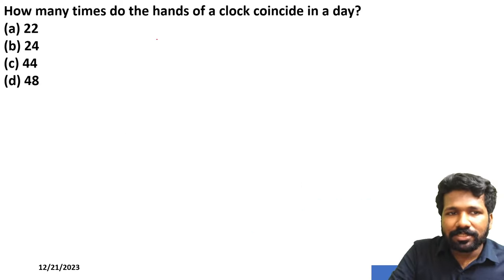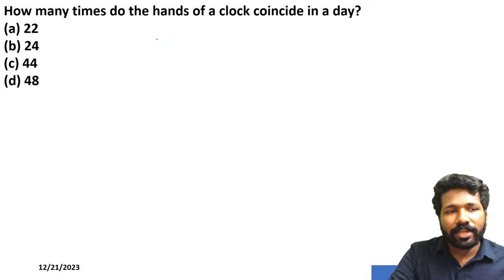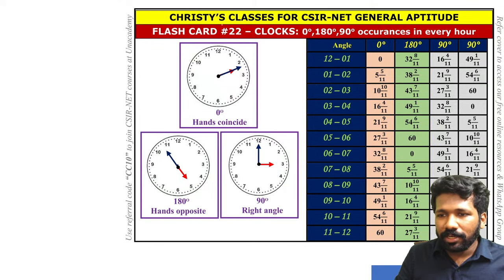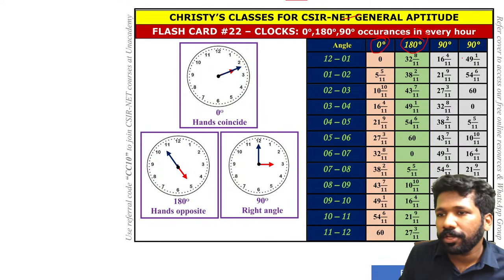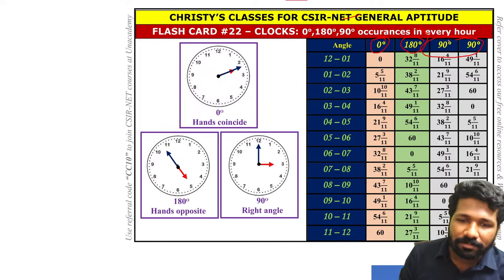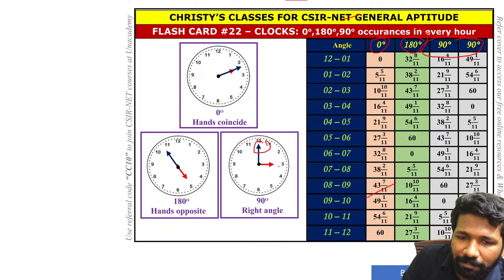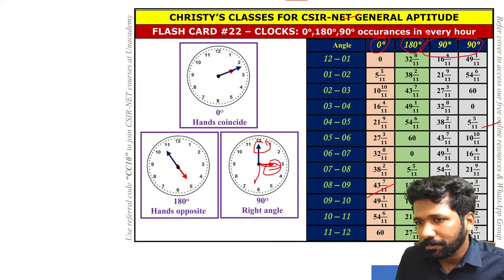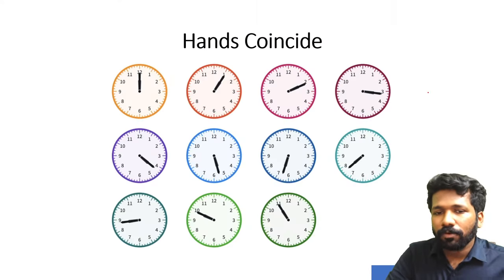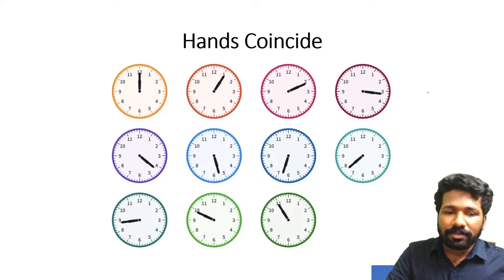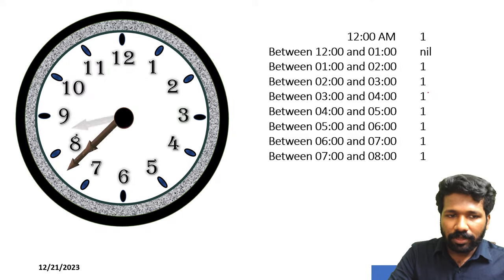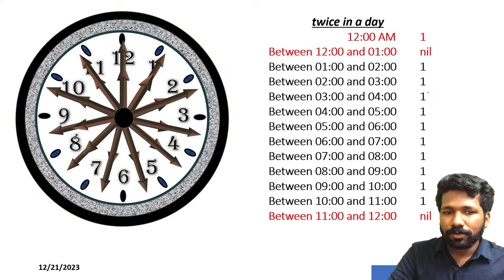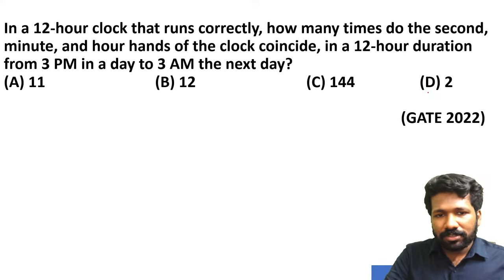The same question can be asked this way: how many times do the hands of a clock coincide in a day? 22 times. Not only coincide, collinear also is 22 times, because 0 degree occurs 22 times, 180 degree also occurs 22 times. But 90 degree occurs double the times, because 90 degree can occur two ways: minute hand before hour hand case also, minute hand after hour hand case also, in every hour. But that also has exceptions, that is why it is not 48, it is 44. Hands coinciding, these are the times when it happens. Hope all of you understood it. Like this, 11 times only it happens. So these are the basic concepts of clock problems.